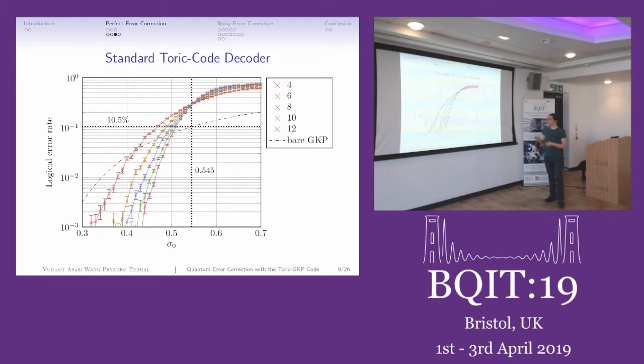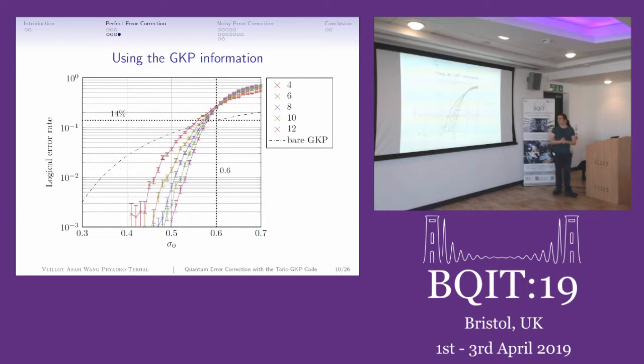And when you do this without using the GKP information, you find that the threshold corresponds to some error probability which is close to the theoretical one that you get for the Toric code. But now, if you use this information to do your Toric code decoding, then you bump this threshold probability higher. So you go from 10% to something like 14%. So this GKP encoding of your qubit is capable of really helping you.